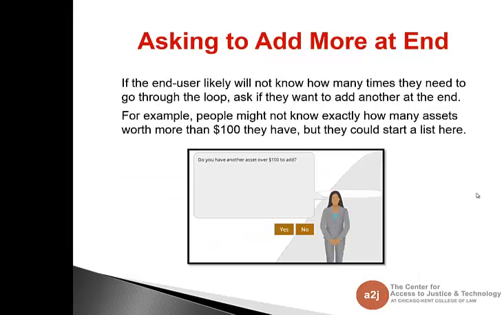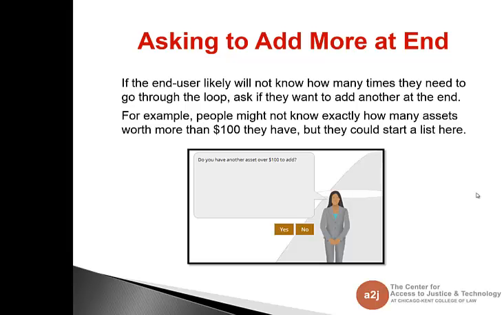The next way, or the final way, to do repeat loops is to ask the end user if they want to add more at the end. This way has 6 steps. You would do this if the end user is likely not to know how many times they need to go through the loop. For example, people might not know exactly how many assets worth more than $100 they have up front, but they could start making a list with you.